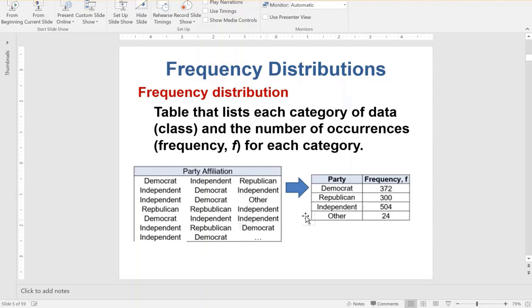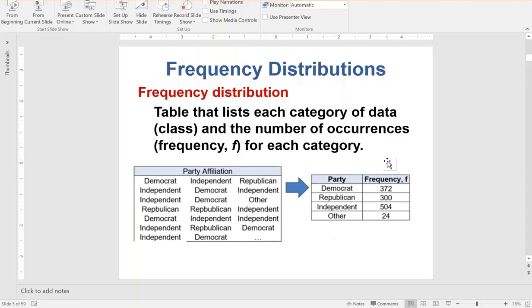So immediately you're starting to organize your data and try to see what it's trying to tell you. So you can be looking at 1,000 raw data values, but the minute you organize it in a table, you can see, here most people answered Independent, followed by Democrat, and then Republican, and then very few said other. Okay, this type of table is called a frequency distribution. The first column, you label what the categories are, and the second column is the frequencies.